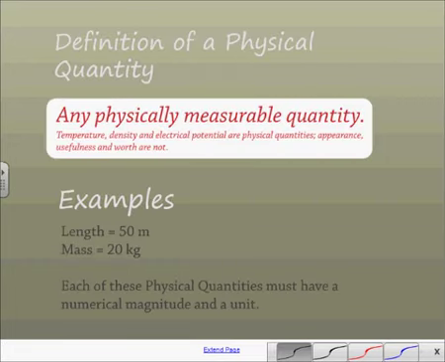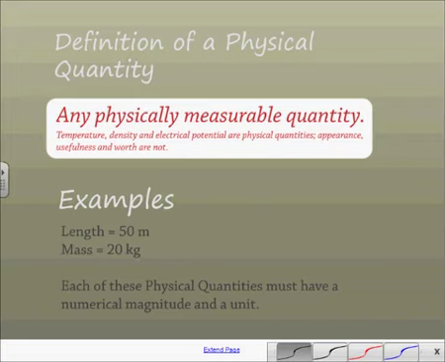Now the first thing we're going to look at is what is a physical quantity. Well, we can have things like meters, seconds, they're all units, and they're units that are associated with a physical quantity. So a physical quantity is a thing that you actually will take a measurement of. So anything that can be measured is a physical quantity. So temperature, density, electrical potential, physical quantities.